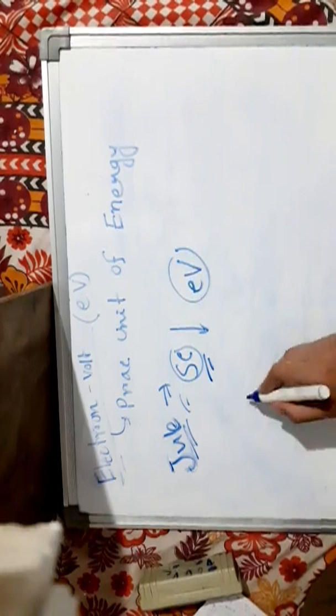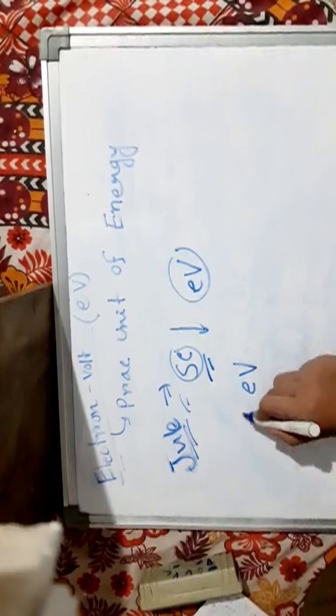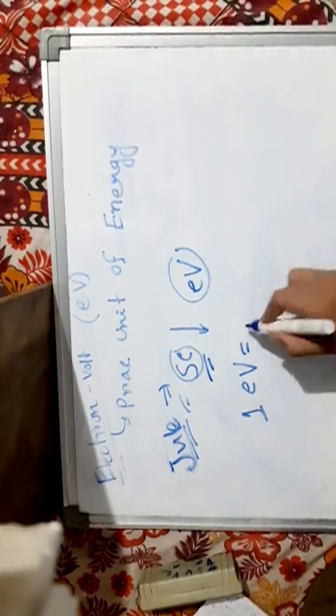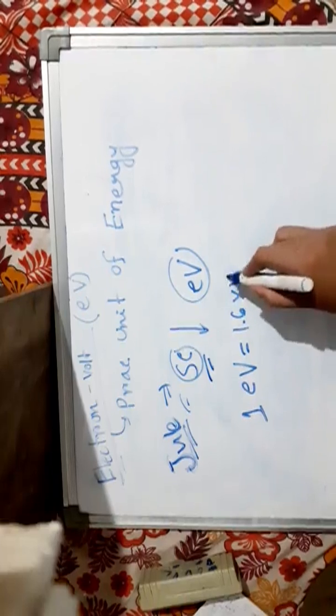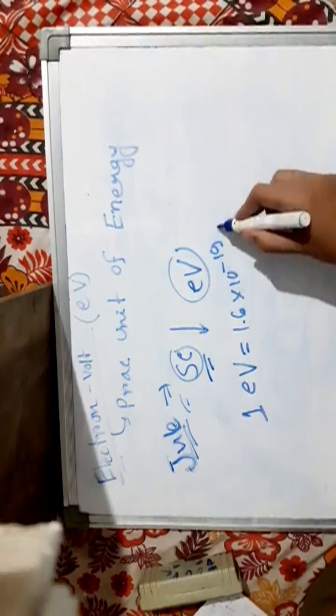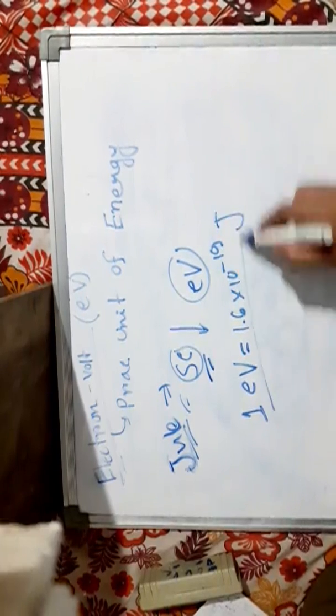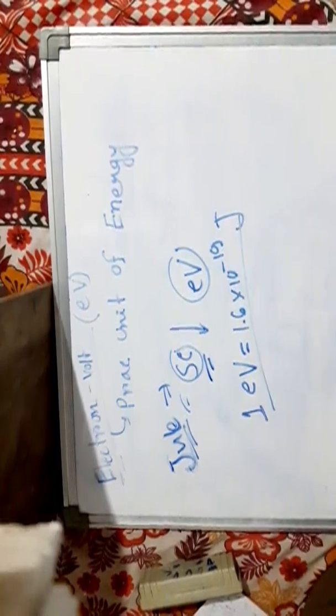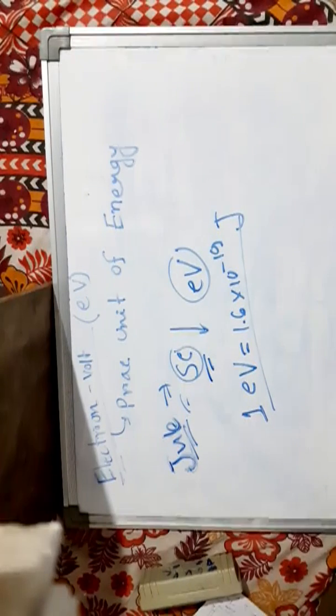What is the value of eV? Now the relation of eV and joule is 1 eV equals 1.6 into 10 to the power minus 19 joule. So this is the relation between the electron volt and the joule.